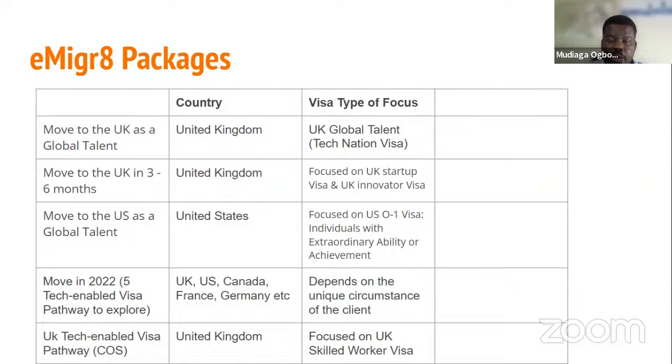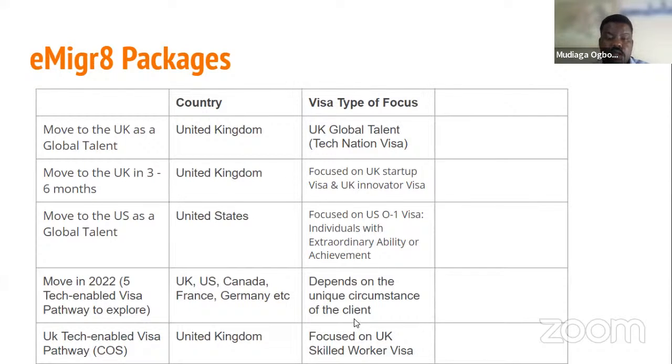So don't shy away when you see words like extraordinary ability or extraordinary achievement. You probably meet the criteria already. By the time we start talking, you'll start understanding what I mean, because some of these extraordinary abilities or achievements are things that you might have achieved in your day-to-day work, in your career already, and it's just to put them together in such a way that anybody assessing them will see you as globally attractive, right? So we also have move in 2023 now. These are 5 tech-enabled visa pathways to explore.